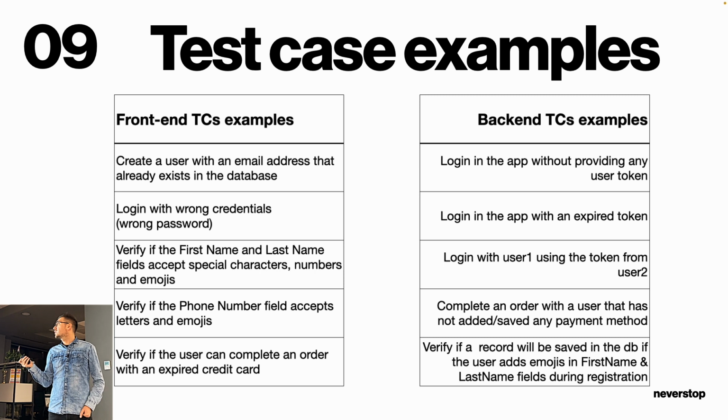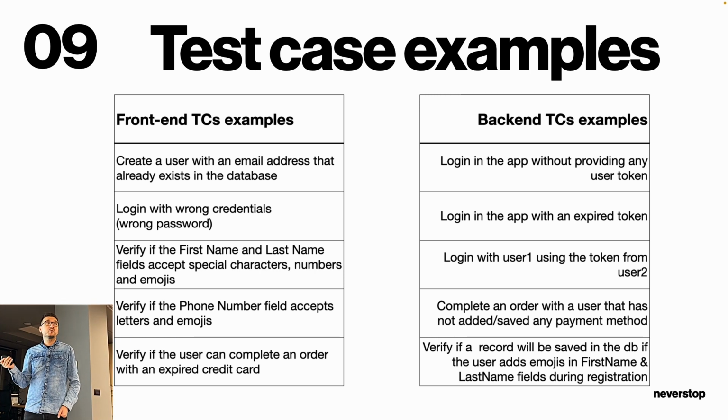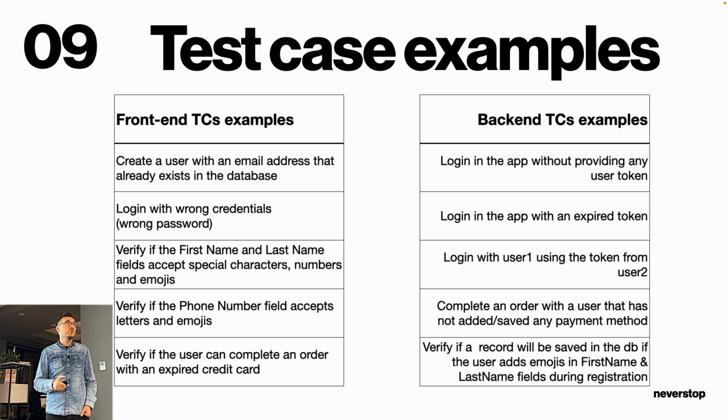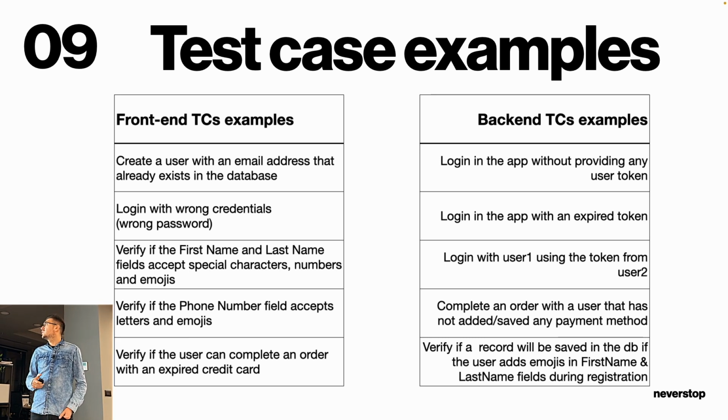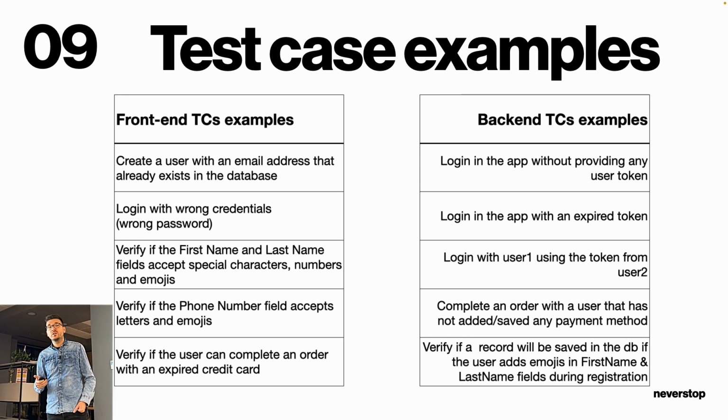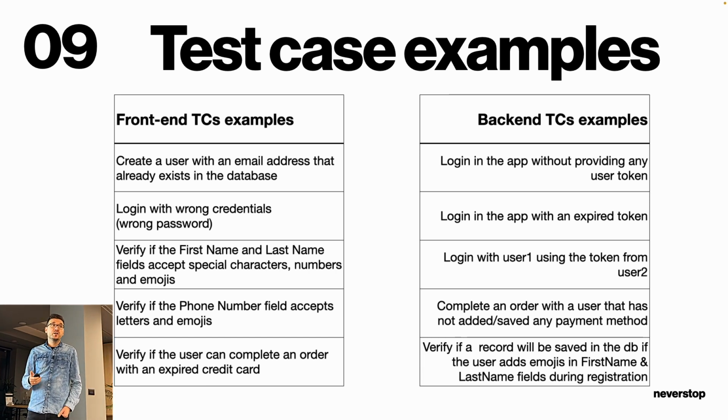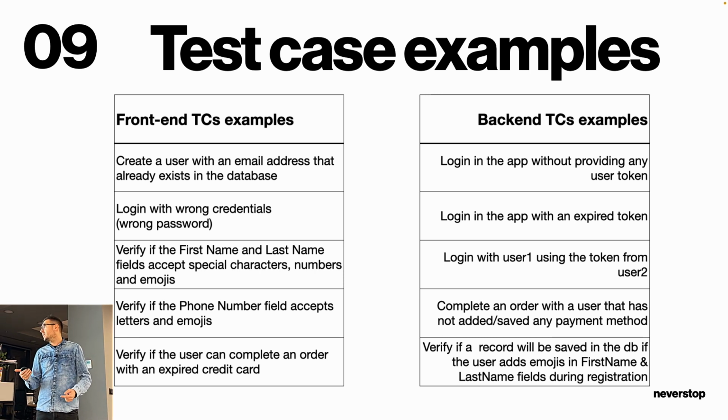On the other hand, there are backend scenarios that we can perform using tools like Postman. That will be trying to log in with an expired token and seeing what will happen there. Try to log in to the application with the token from user 1 but using the token from user 2, a most exciting one. This should not allow you to enter the application. Another case where an error should be displayed.